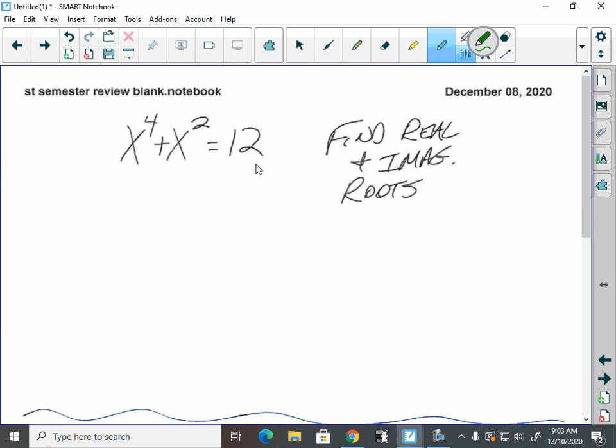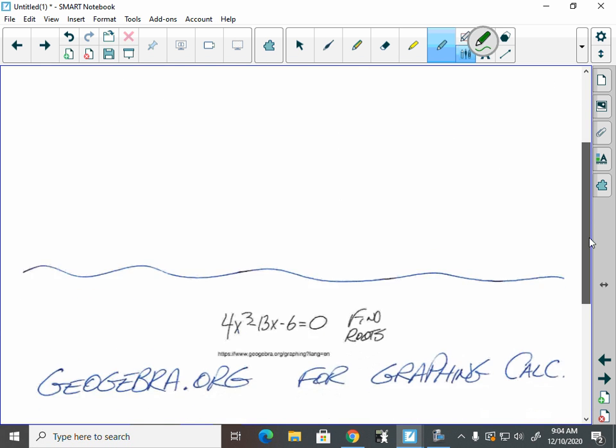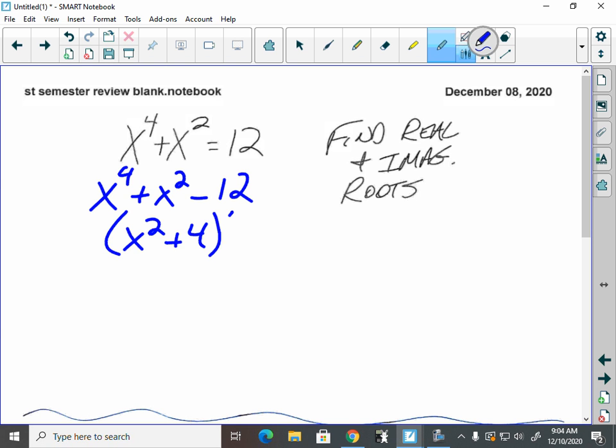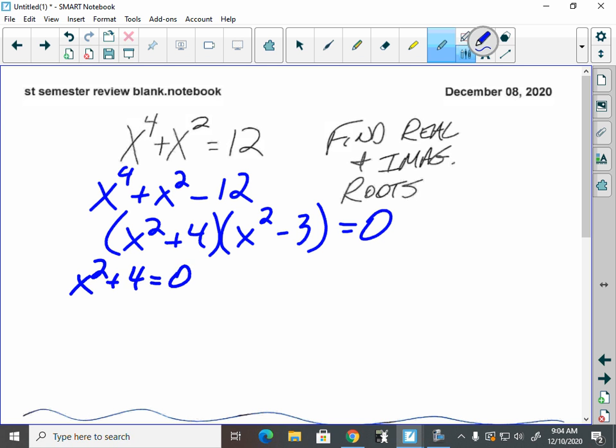Okay, find real and imaginary roots. Okay, we can try this. Here we go. This one I actually think is factorable. X to the 4th plus x squared minus 12. That's x squared plus 4 and x squared minus 3 equals 0, by the way. So then it's x squared plus 4 equals 0, and it's x squared minus 3 equals 0.